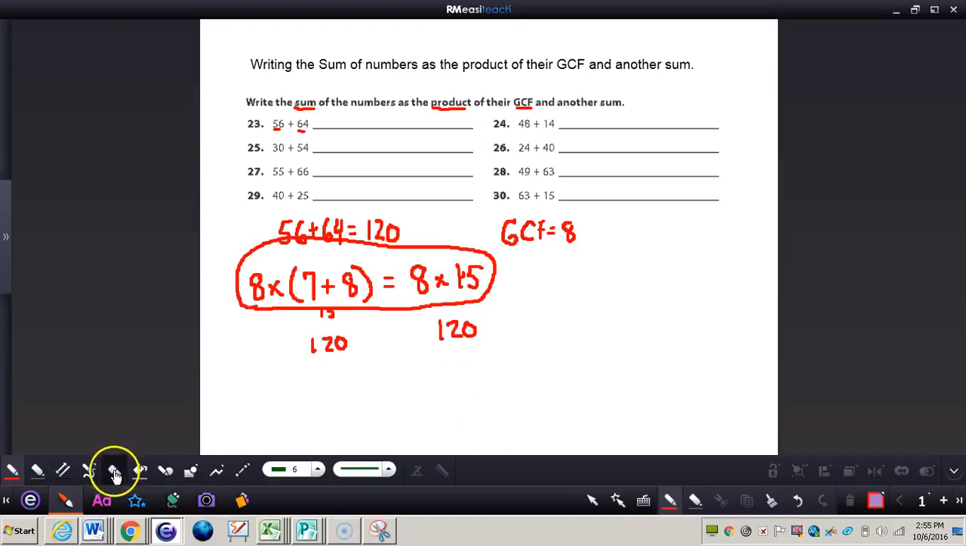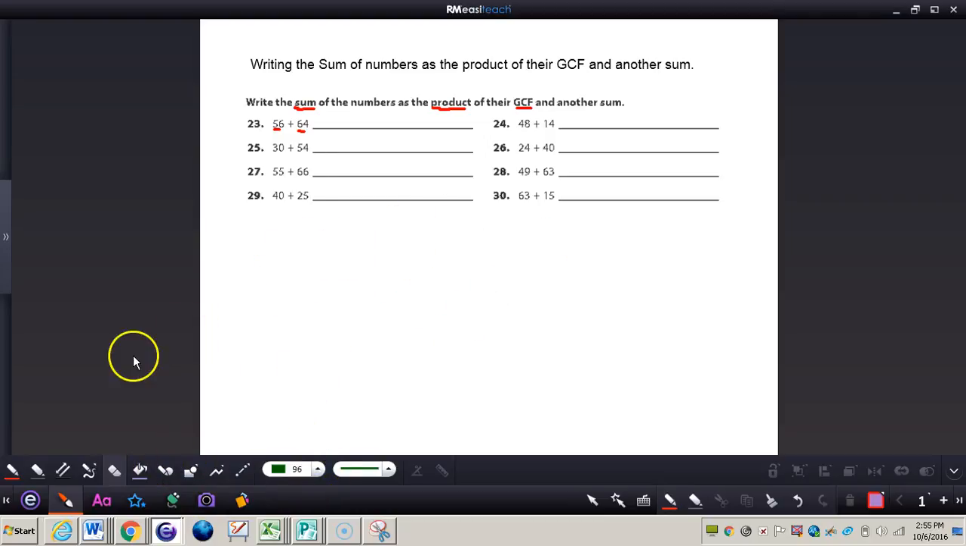Now, let's do 24 together. Once again, 48 and 14, the first thing we need to do is find the sum of these two numbers. So 48 plus 14, you can see that's going to equal 62. So we know that. Now we've got to find the GCF of 48 and 14. I'm not going to go through it all, but the GCF of 48 and 14 is 2.